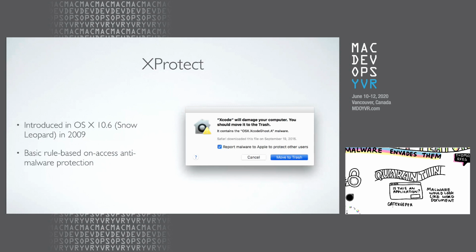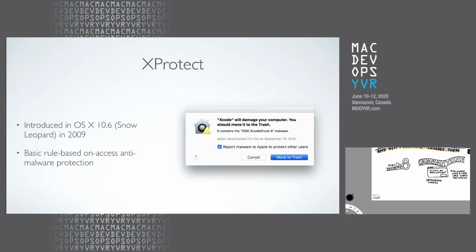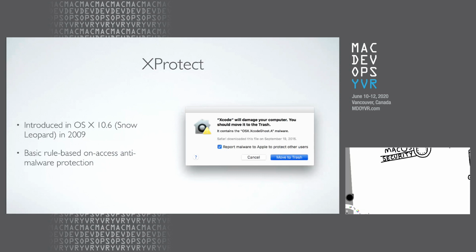So the next feature introduced was XProtect. This was in 2009 in Snow Leopard. Arguably the best version of OS X ever. And XProtect is a basic rule-based on-access antivirus program. So basically, when you double-click on an app that has been quarantined, XProtect will scan it and see if it's known to be a malicious file or not. If it is, XProtect will prevent you from opening it altogether. Your only option will be to either cancel or to move it to the trash.